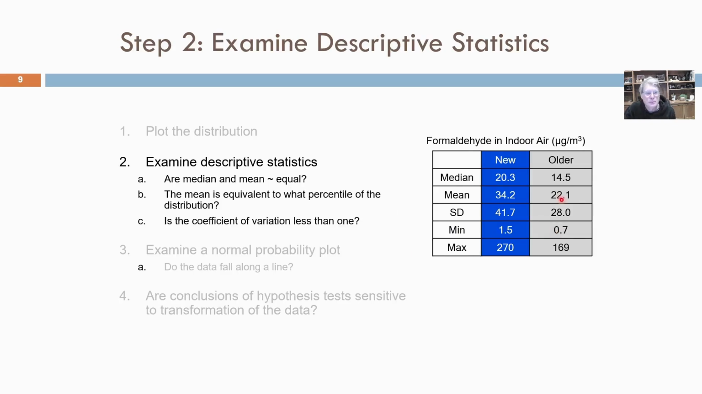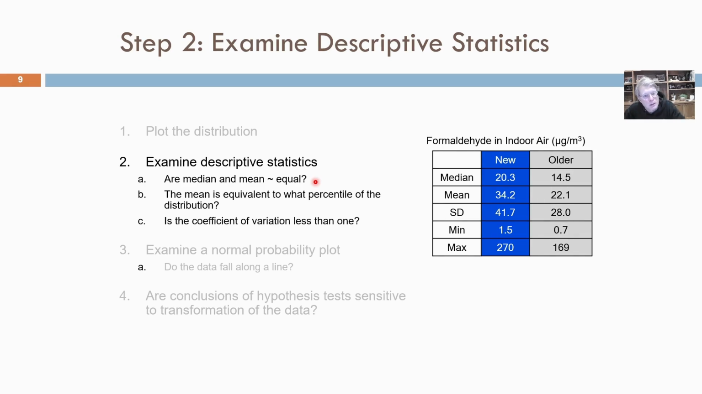Let's look at key step 2. Examine the descriptive statistics. There are probably many different metrics that would be interesting to look at, but one that's particularly useful is to examine whether the median and the mean are approximately equal. If they're approximately equal, that suggests the data are not too strongly right skewed. But why? Well, we know for a normal distribution, which is symmetric, the mean is the same as the median, right? They're equal, and of course the same as the mode.